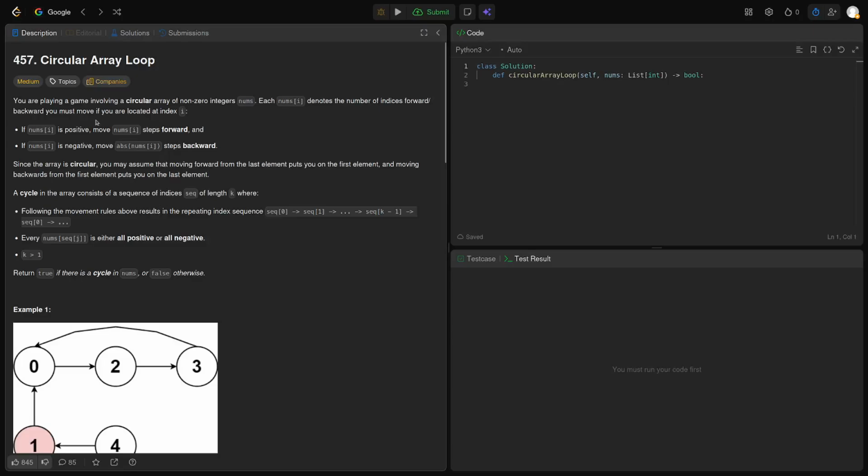Today we are doing 457, Circular Array Loop. You are playing a game involving a circular array of non-zero integers nums. Each nums[i] denotes the number of indices forward or backward you must move if you are located at index i. Forward or backward, since you may assume that moving.